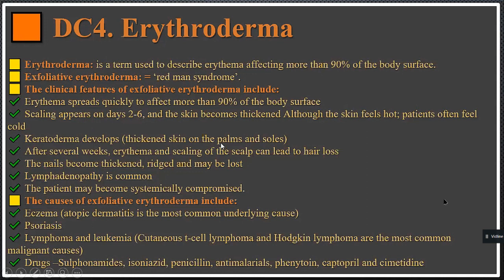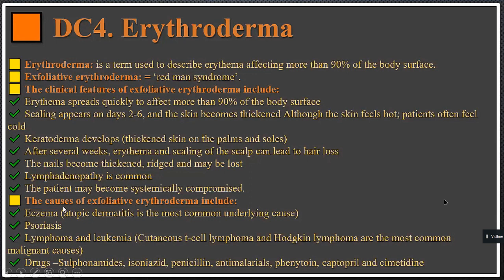Keratoderma develops on the palms and the soles. After several weeks, erythroderma and the scaling of the scalp can lead to hair loss. The nails become thickened. Lymphadenopathy you can also find in this scenario. The patient may become systemically compromised.